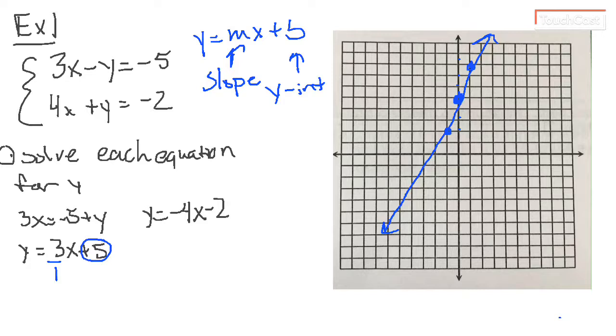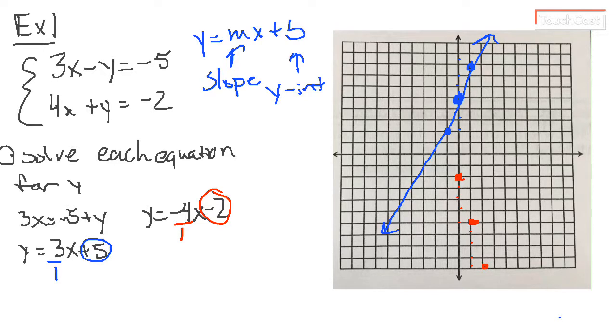And then we go and graph the second one. And now I'm going to graph the second one in red. So y-intercept is at -2, so we start at the origin and go down 2. The slope is -4 over 1, so we can go down 1, 2, 3, 4, right 1. We can go down 1, 2, 3, 4, right 1.